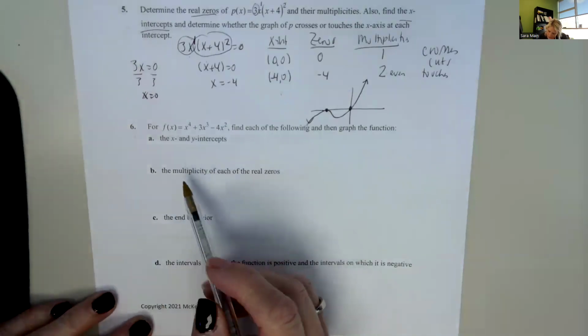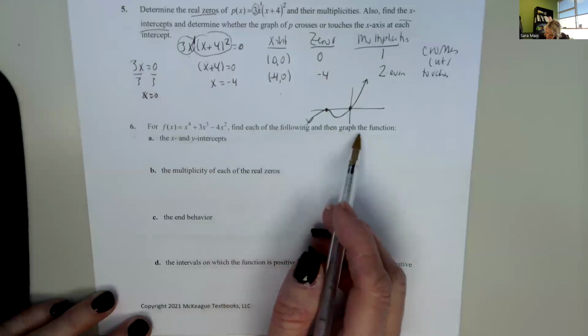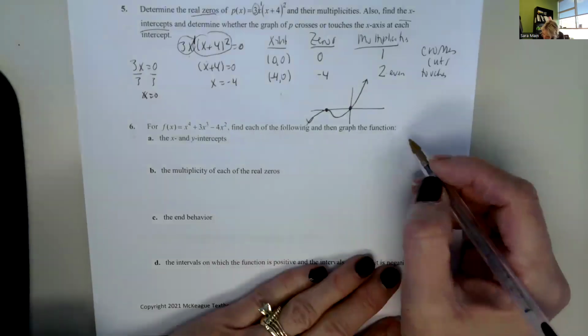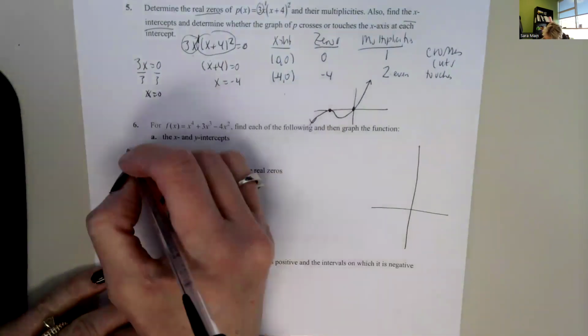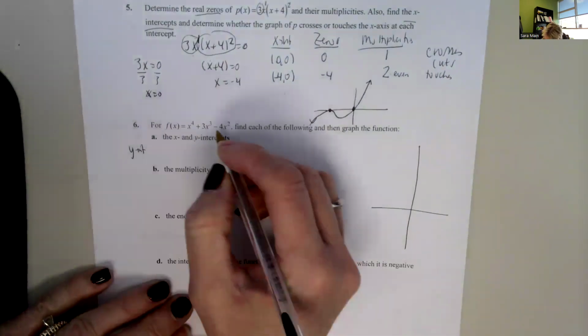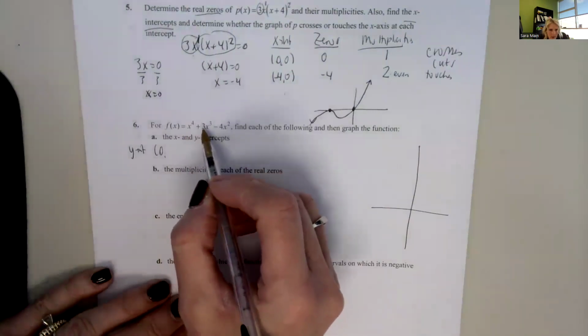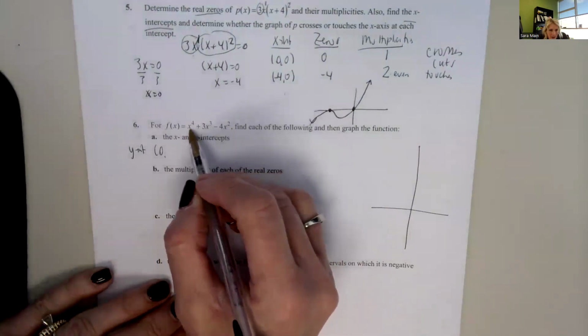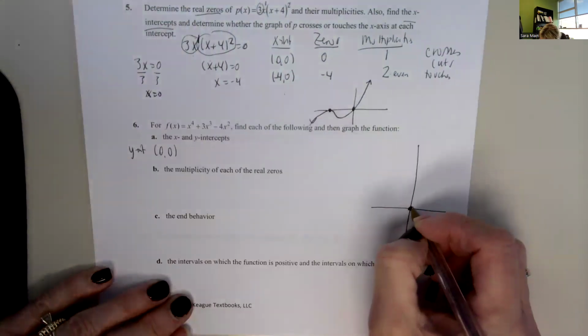Okay, number 6. We have a polynomial. It says find each of the following and then graph the function. I'm just going to start here with the x and y intercepts. The y-intercept is 0 for x. When I put 0 in for x, these all go to 0, so my y-intercept is at (0, 0).